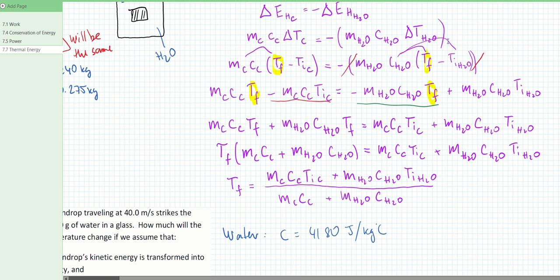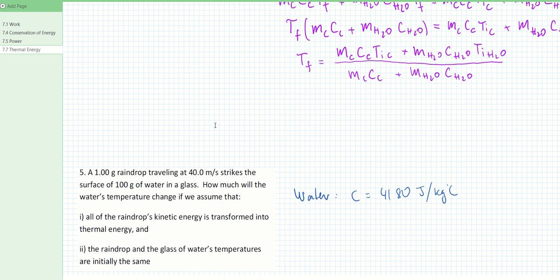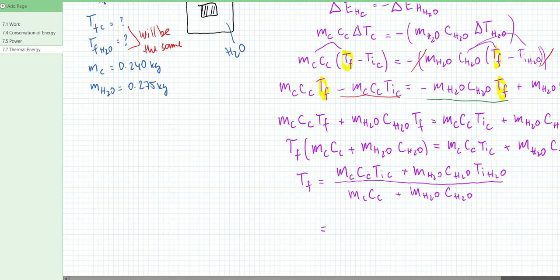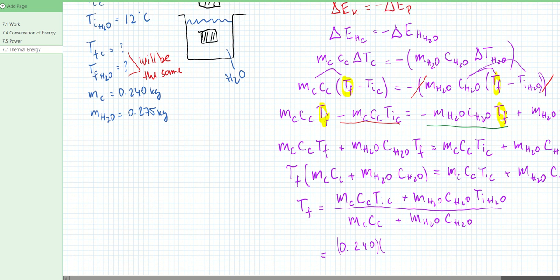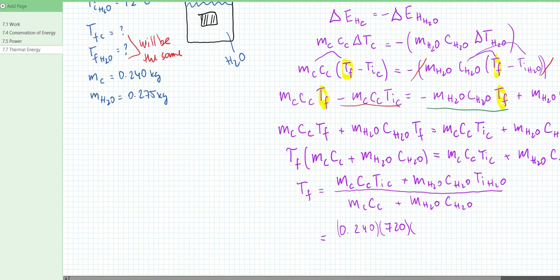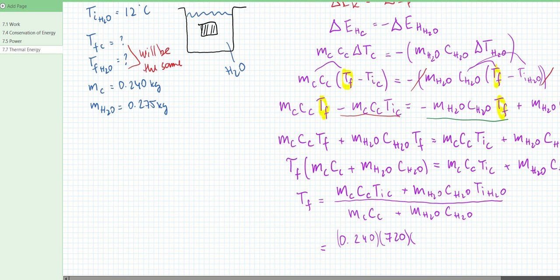The next step is to substitute in all of the values. So let's plug in the value for the mass of the carbon, which was 0.240. Specific heat of carbon, which is 720. Initial temperature of carbon was 215.